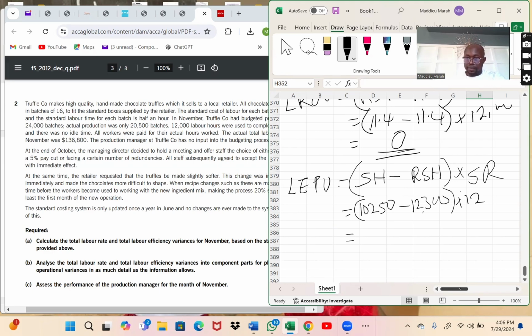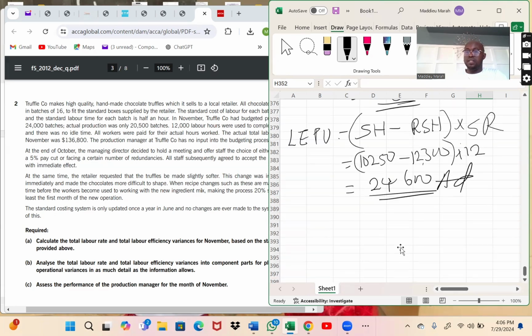So what's the variance? 10,250 minus 12,300 at 12 gives 24,600. Adverse, yes, adverse. That's our labor efficiency planning variance.